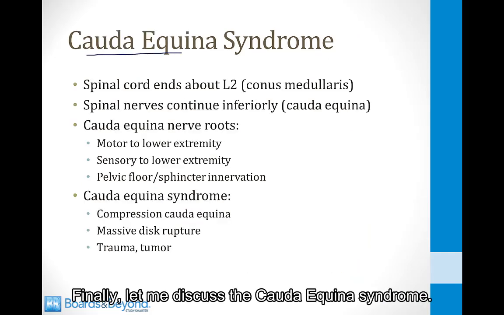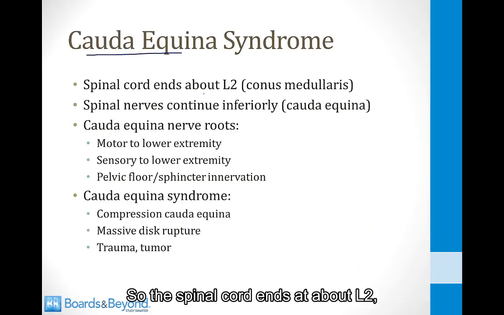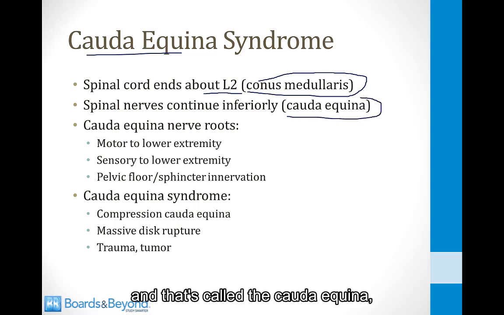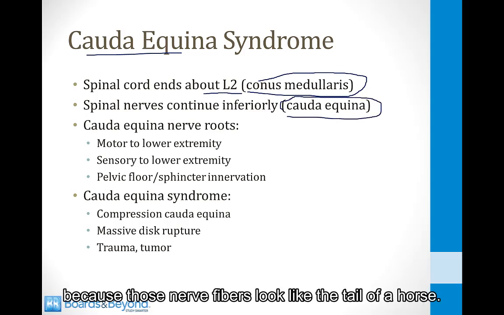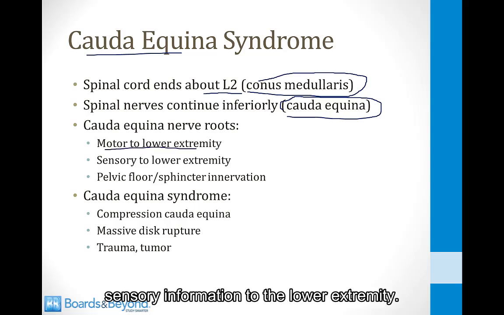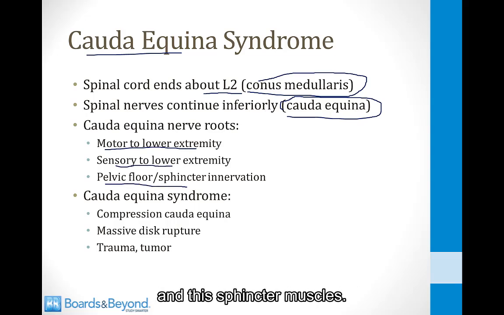Finally, let me discuss cauda equina syndrome. So the spinal cord ends at about L2, and this is called the conus medullaris. But the spinal nerves keep going beyond the end of the spinal cord, and that's called the cauda equina, which means horse's tail because those nerve fibers look like the tail of a horse. The cauda equina nerve roots supply motor innervation to the lower extremity, sensory information to the lower extremity, and they also innervate the pelvic floor and the sphincter muscles.